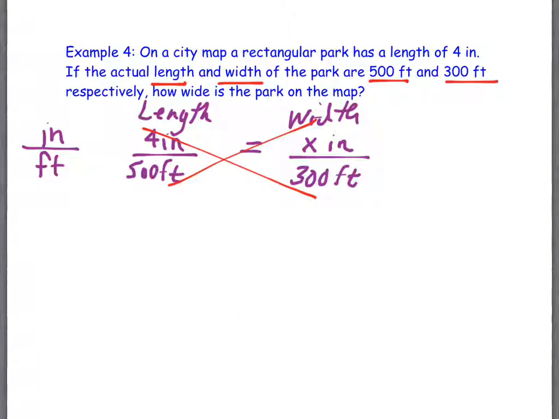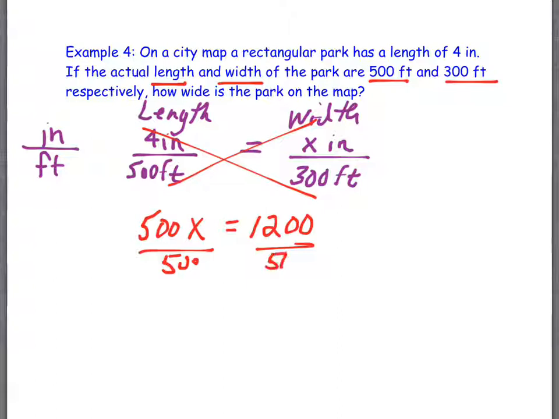What do I get? So 500x equals what? 1200. Perfect. And you notice as I solve this, I'm leaving off the units because they aren't necessary. The units on the end are going to be in inches because that's what I'm finding is x. Okay. Then I can divide by 500. What is x? 12 over 5.